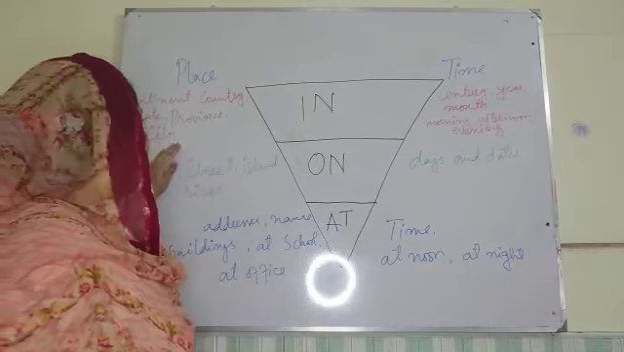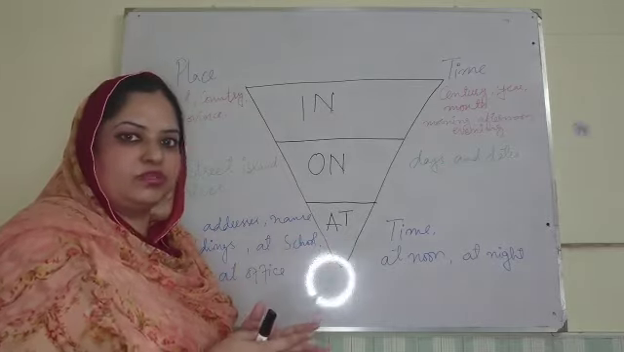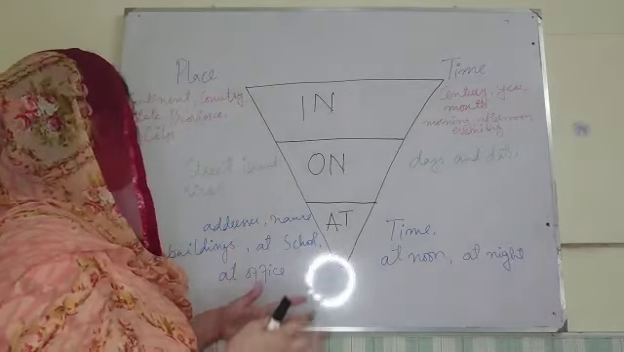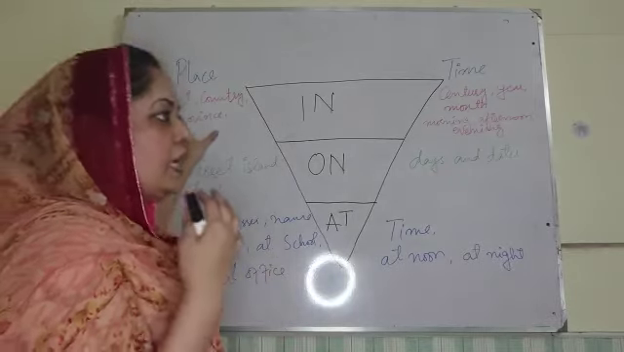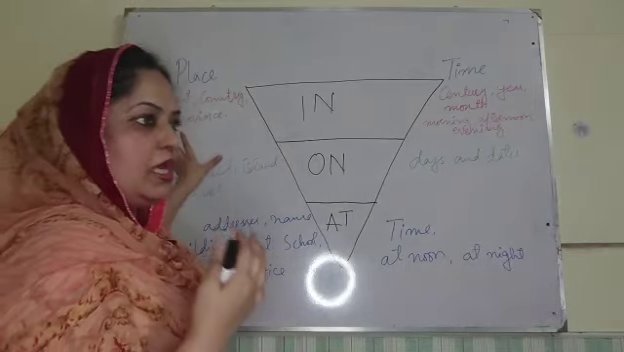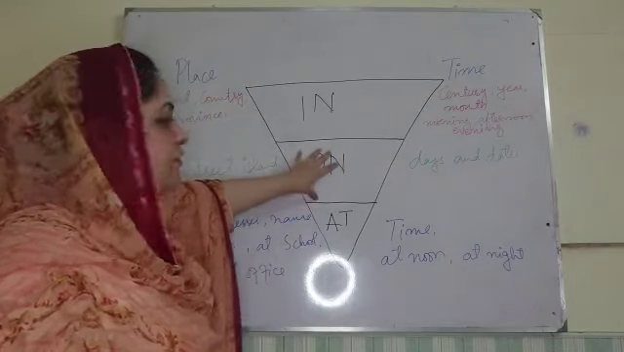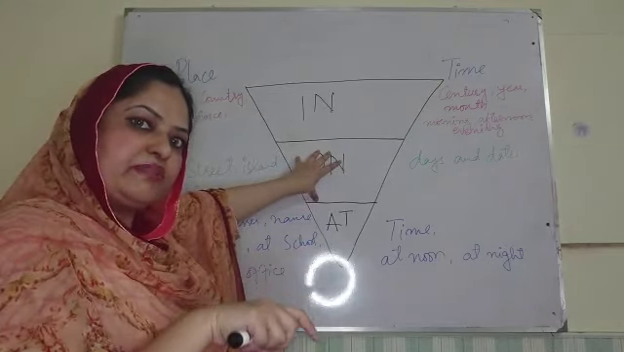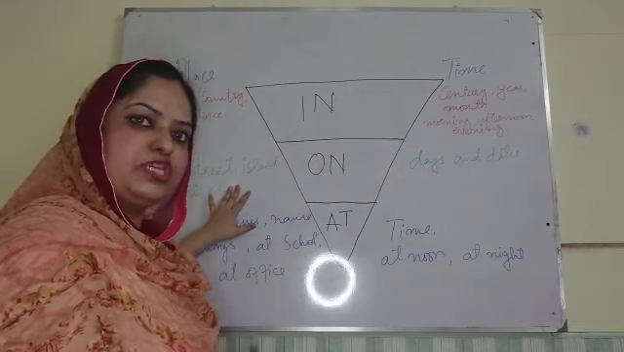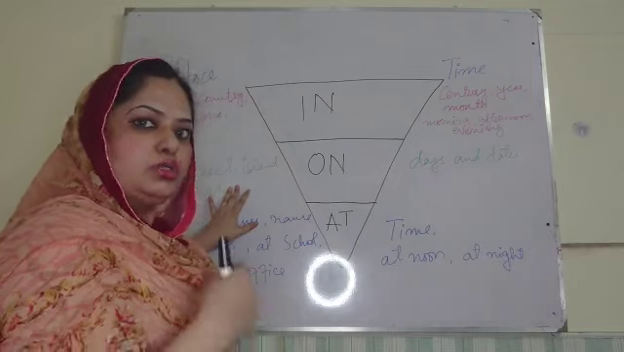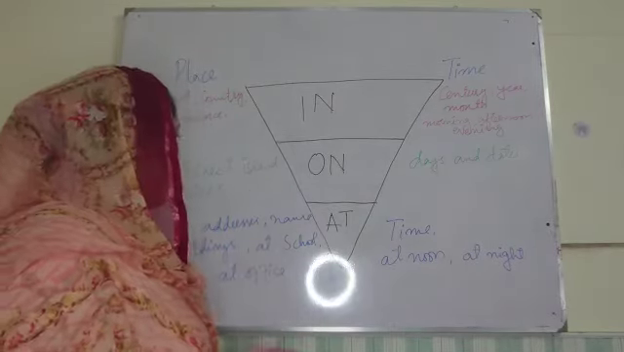If we talk about place, whenever we talk about the biggest thing, for example continent, city, country, province, we say in London, in England, in Europe. At the same time, on is for the second biggest thing, and that is on the street, on Sesame Street, on Hope Street, on Trade Street, or on the river, or on the island.